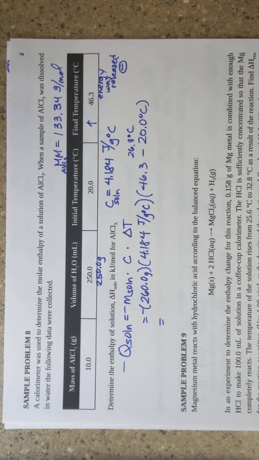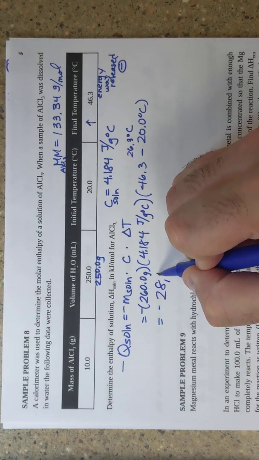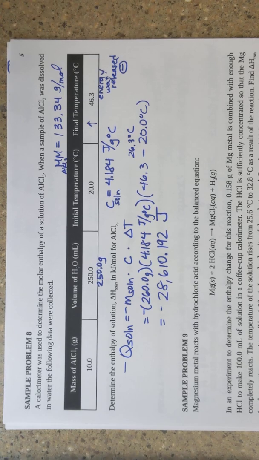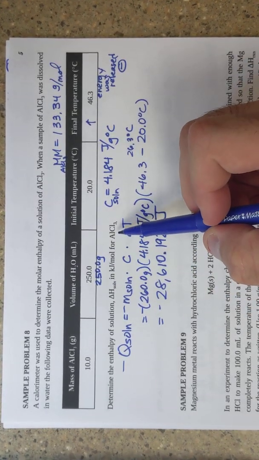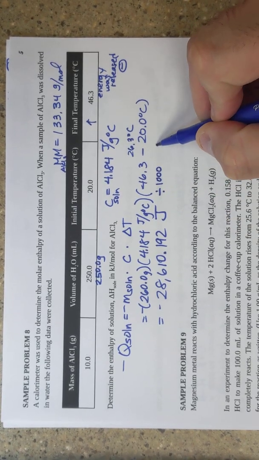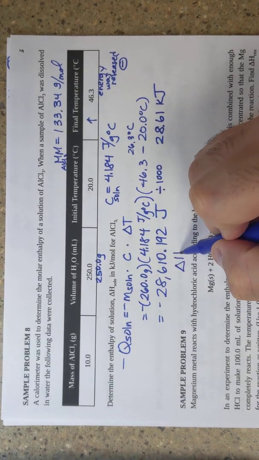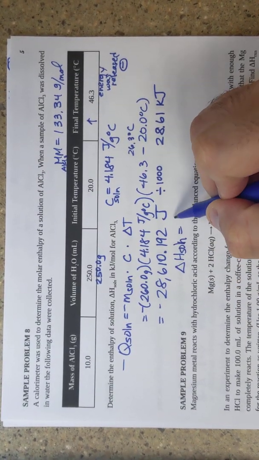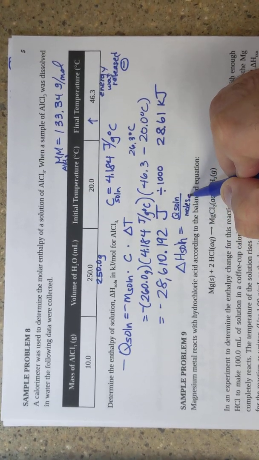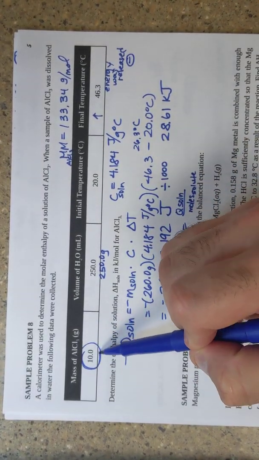I multiply that by 4.184 times 260, and I get negative 28610.192 joules. I eventually want kilojoules per mole for AlCl3. I'm going to convert this to kilojoules by dividing by 1,000. So now I have 28.61 kilojoules. If I want delta H of solution, I take Q of solution and I divide by moles of the solute that I dissolved. Right, so I use 10 grams of my solute.